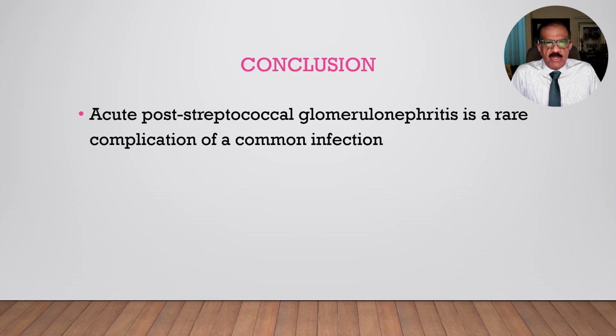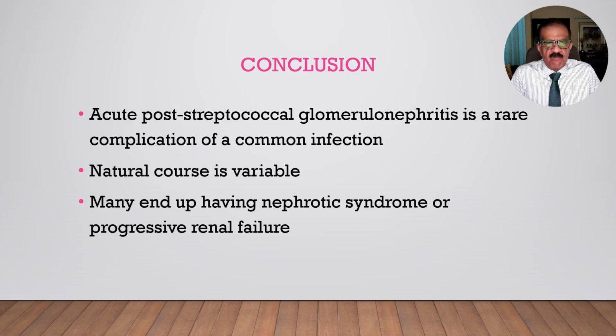So, conclusion: acute post-streptococcal glomerulonephritis is a rare complication of a common infection. Although it is a rare complication, since the primary cause, the infection, is common, we still see patients in our country. In those societies where these common infections are less common, post-streptococcal glomerulonephritis has become a rare disease. The natural course is variable: maybe reasonable recovery, almost to normal, or sometimes it progresses to full-fledged nephrotic syndrome or renal failure.